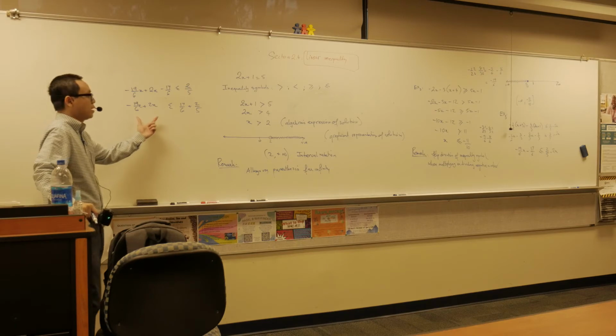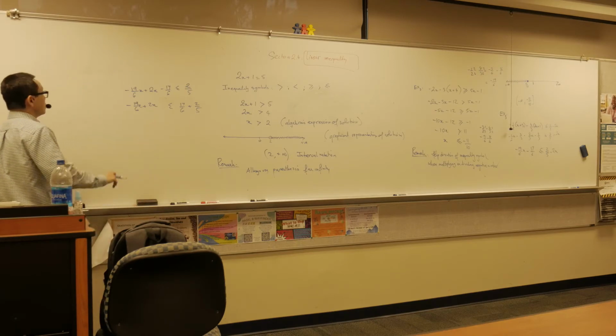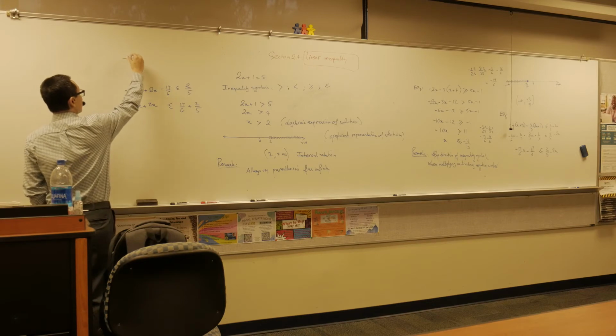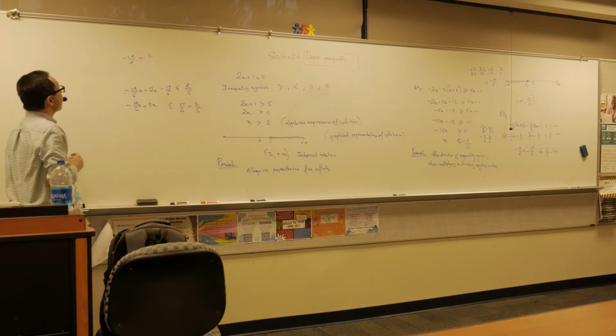And now we can combine like terms over here. So negative 19 over 6 plus 2. Let's do it on the side: negative 19 over 6 plus 2. What is the LCD here?